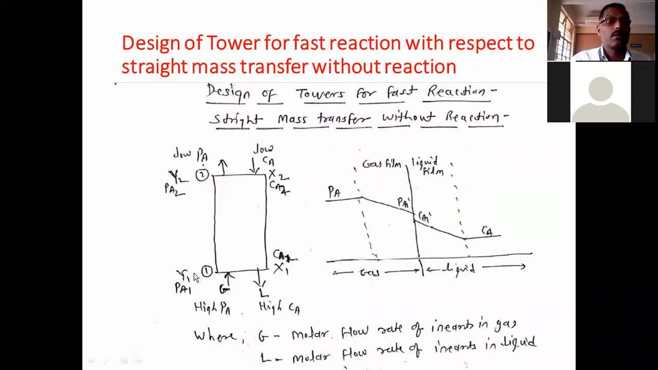This is the gas. Now there is a high partial pressure of A at the bottom side because the gas is passed from the bottom.